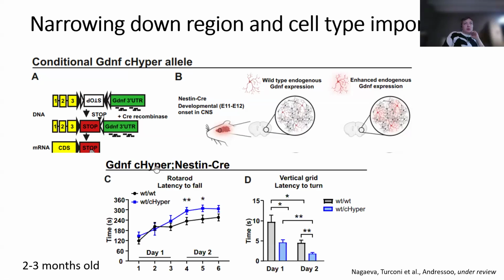And we tested these animals in the rotor-rod, and we again saw no improvement in the rotor-rod performance, but improvement in the learning on day 2, and improvement in performance in the vertical grid, and improvement in learning in this test as well. This was done in animals 2-3 months old, so young adults. And we concluded that overexpressing GDNF in the central nervous system at embryonic days 11 and 12 is enough to produce this improvement in motor learning.